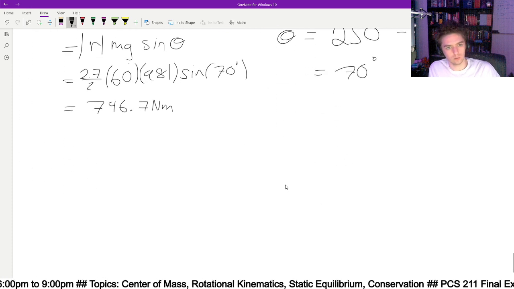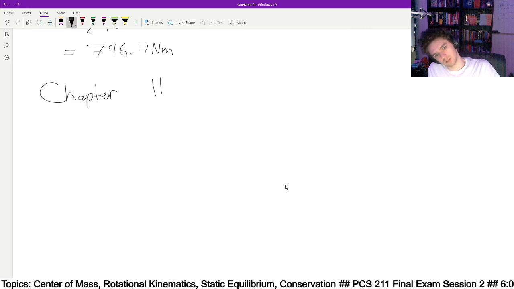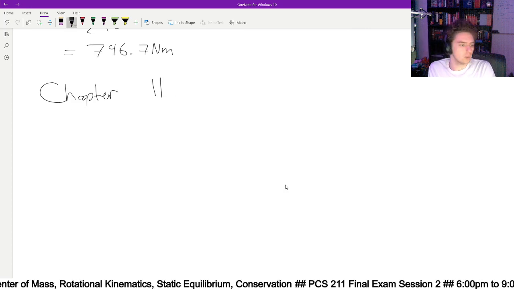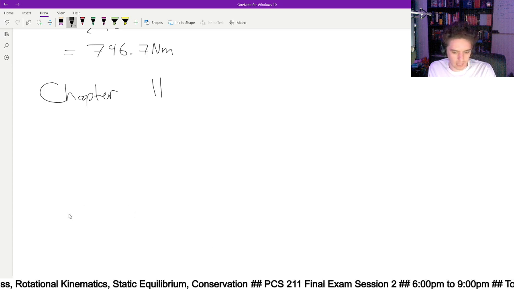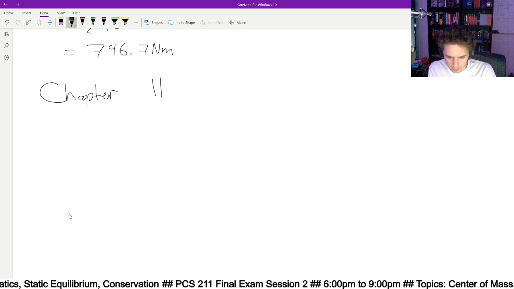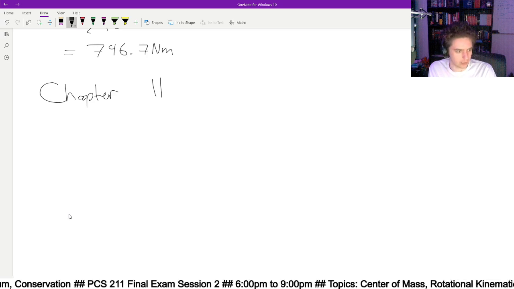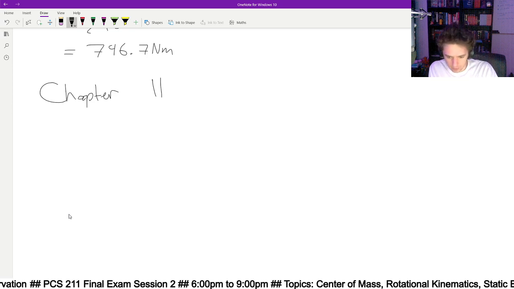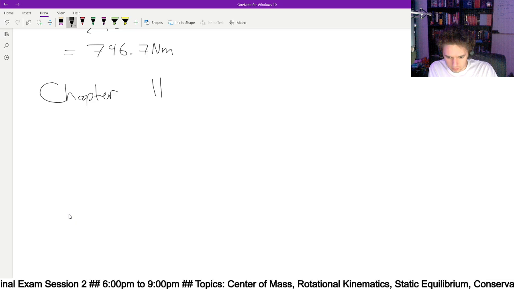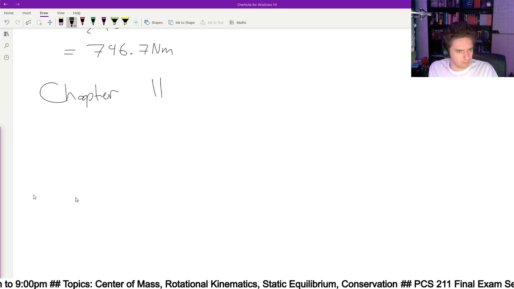Okay, so chapter 11. So this is angular momentum. I hope I have it all here. I have a few formulas for it. And I assume that also means we're going to do conservation of angular momentum. Okay. Let's take a look. See how it goes.